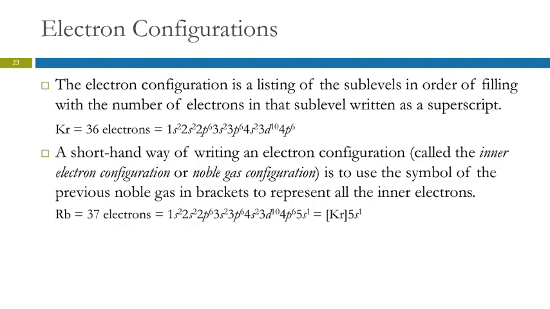So when we look at the electron configuration, it's just a list of the sublevels in order of filling, and we use a superscript to indicate how many electrons are in that level. Now this is one place where chemists do write the number 1. So krypton has 36 electrons, and this is how those electrons would fill the orbitals: 1s2, 2s2, 2p6, 3s2, 3p6, 4s2, 3d10, 4p6.